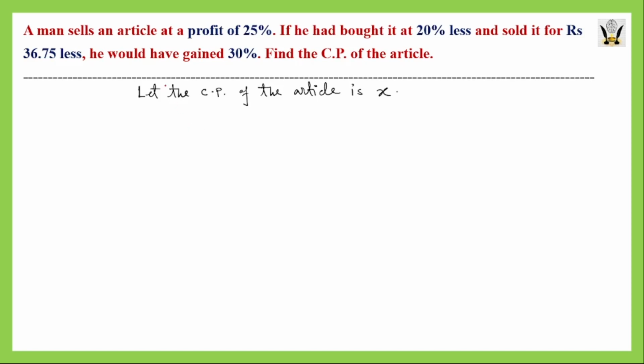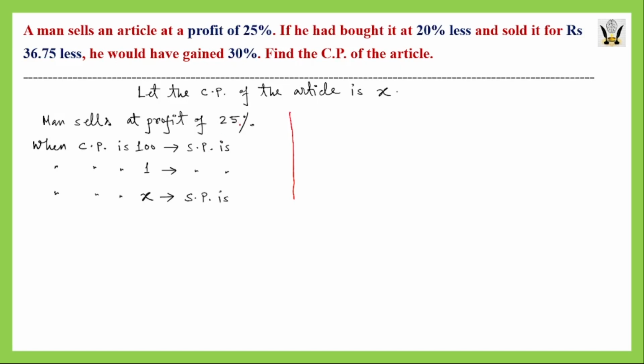Now initially the man sells that article at a profit of 25%. So profit of 25% means if the CP of that article is 100, then selling price will be 25 more with respect to 100, so it will be rupees 125. Now if the cost price is 1, then the selling price will be 125 divided by 100. If the cost price is X, that we have assumed, then the selling price will be 125x divided by 100.